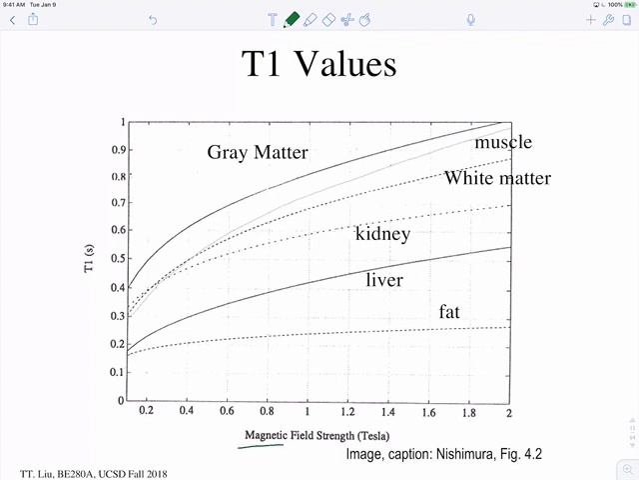What we have here is magnetic field strength. This is from the Nishimura book, so it's varying from about 0.2 Tesla to 2 Tesla. And you can see that gray matter in the brain, white matter, and muscle tend to have fairly higher T1s. So things in the brain and muscle have higher T1s. The noticeable thing here is that fat has a very short T1. We want to at least understand, for example, why does fat have such a short T1? But it's this fact that different tissues have different T1s that allows us to create the contrast. And we'll see how to do that.